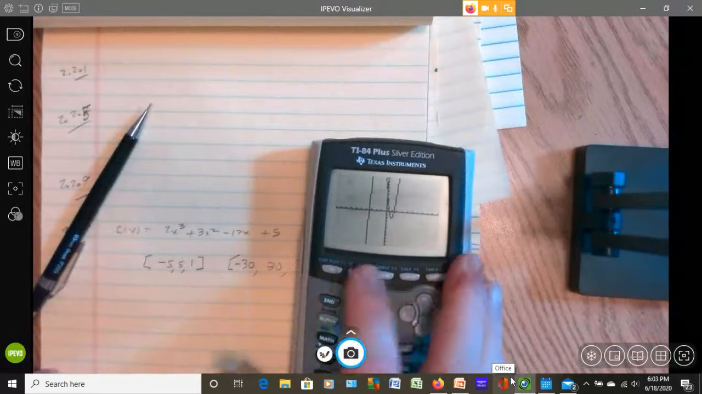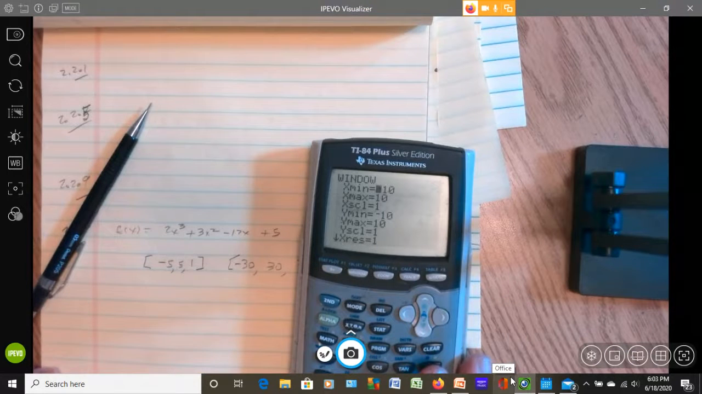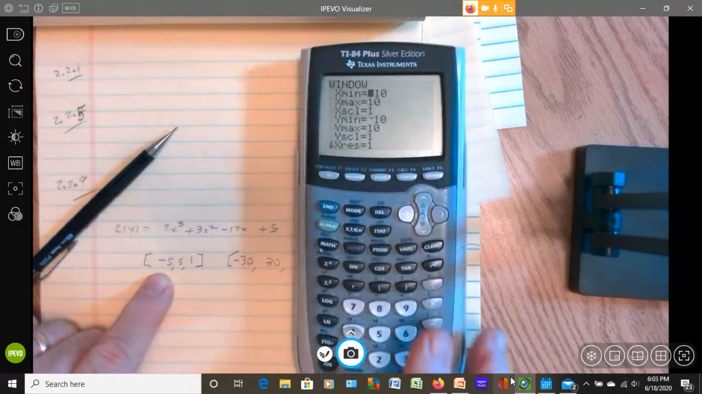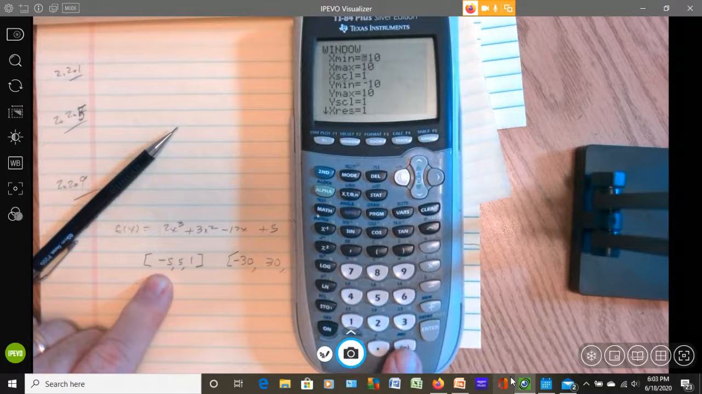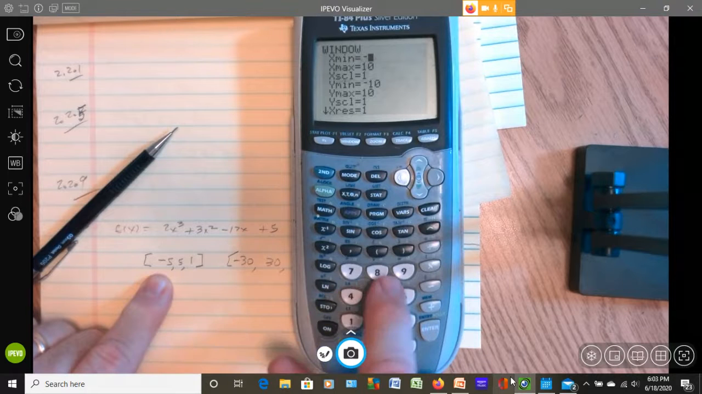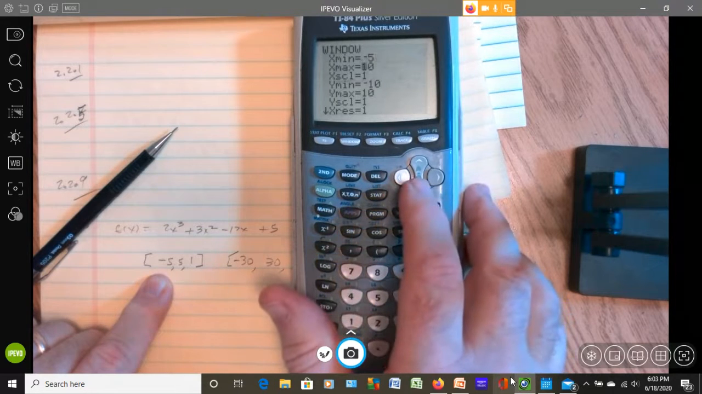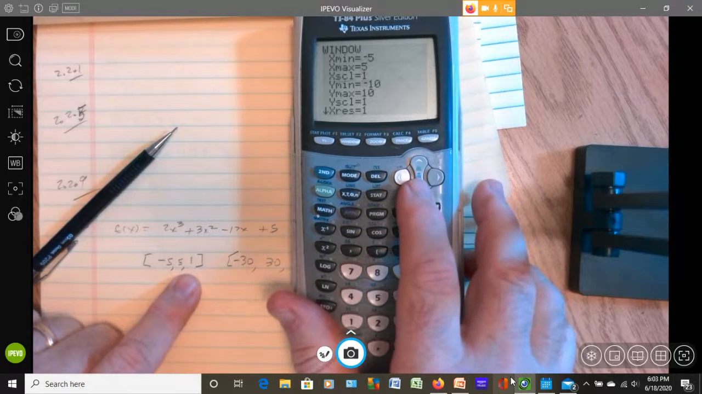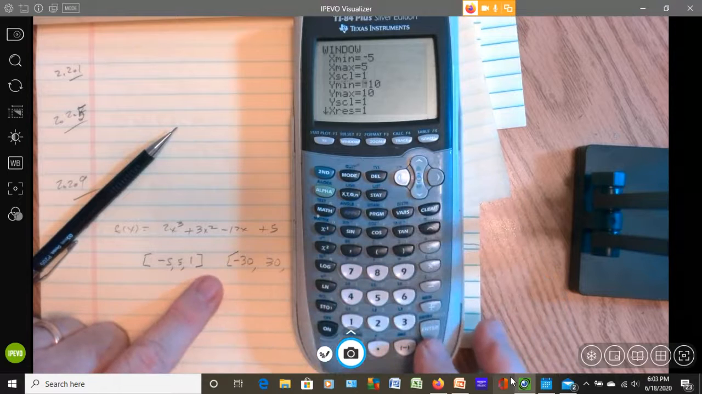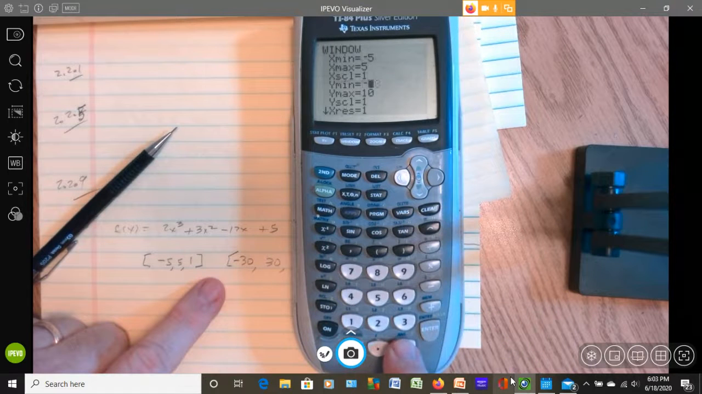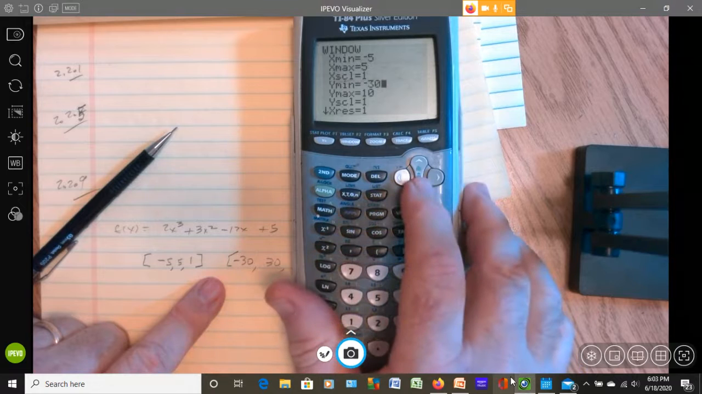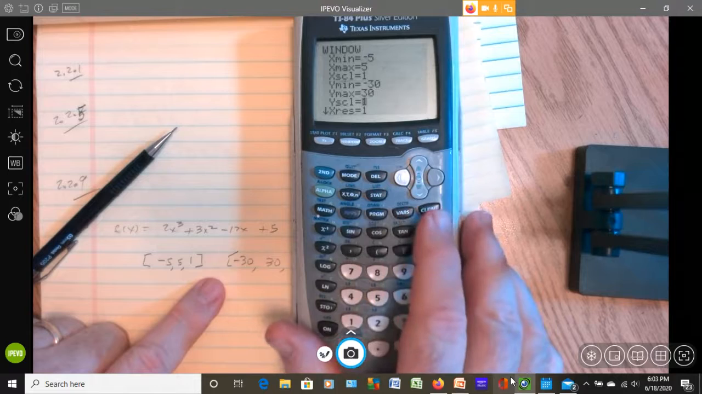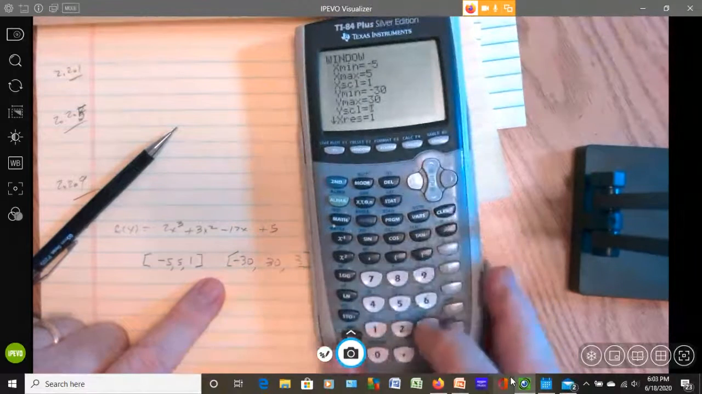How can we fix it? Window. X minimum is minus 5, and use the minus sign key down here, this minus 5. Then arrow down, X maximum is plus 5, and I'm changing by 1. The Y minimum is minus 30. The Y maximum is plus 30, and it's going to change on the Y scale by 3 units.